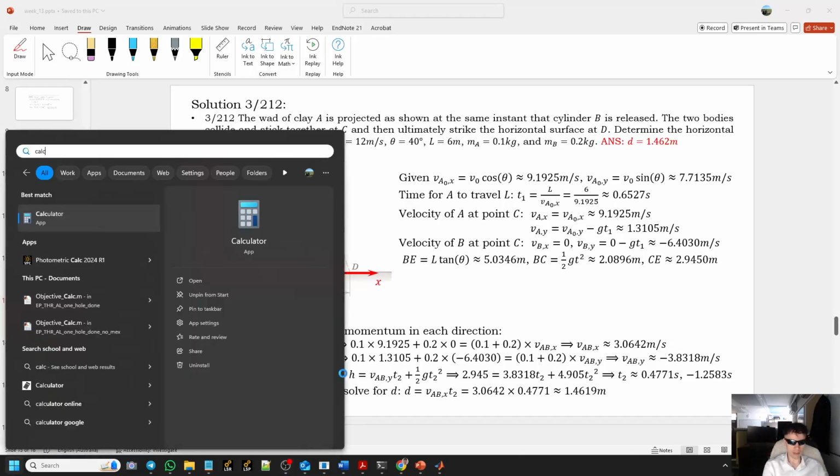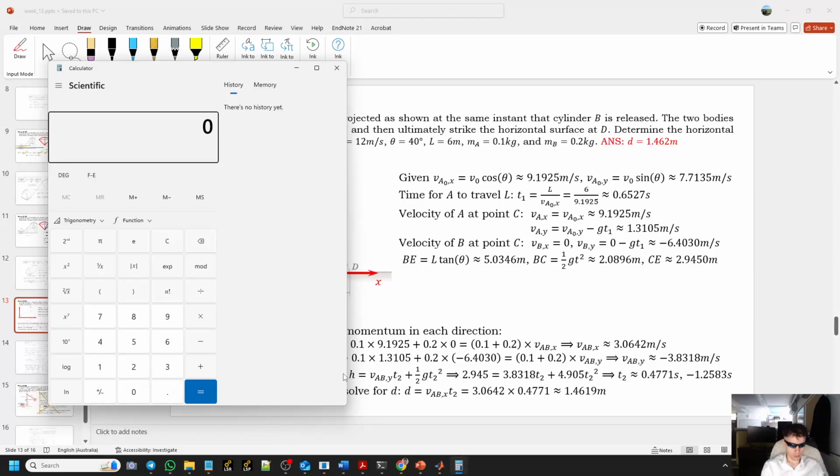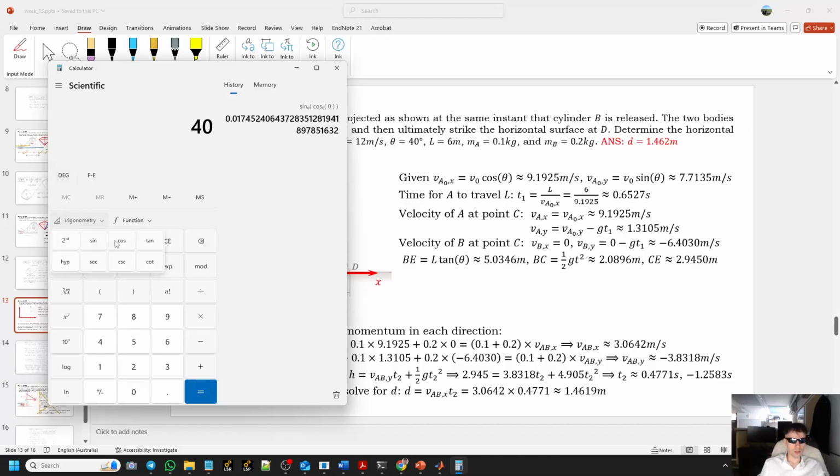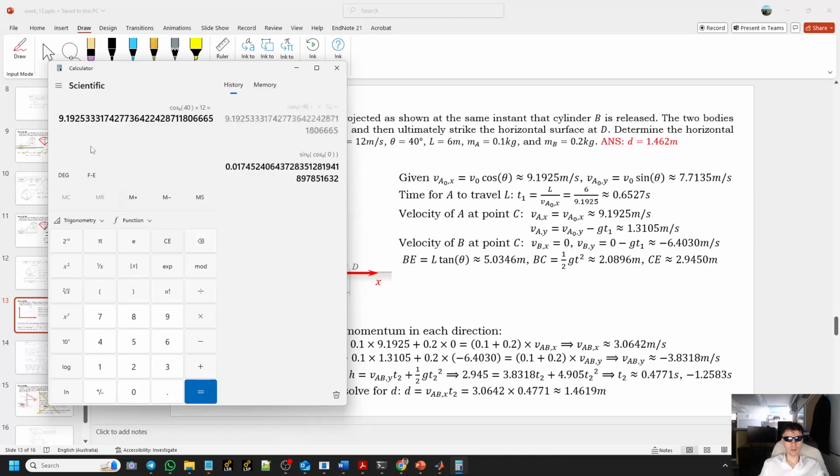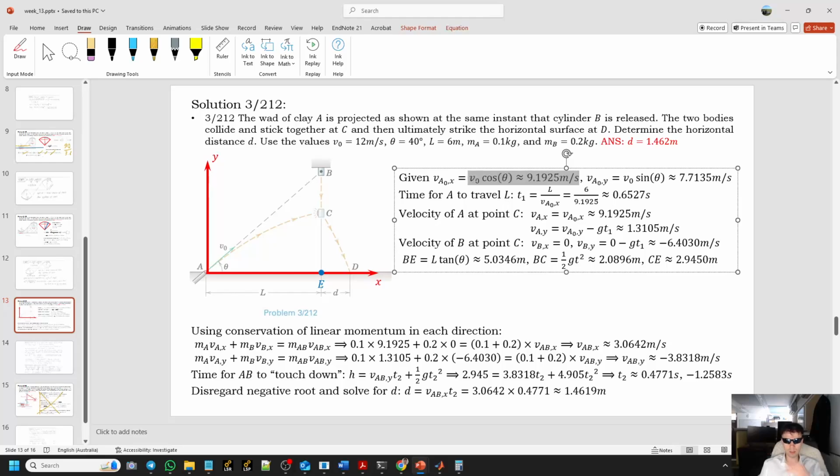We will use our calculator. Sorry, I need to press C 2 times. 40, cos, so this is cosine of 40 times 12. It will be 9.19. Okay, so we find the v0 cosine theta in the x direction and v0 sine theta in the y direction, which will be this.